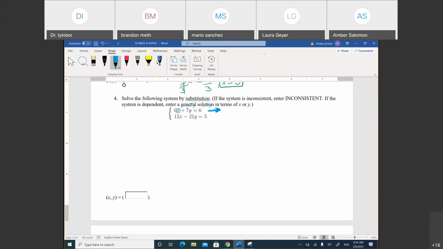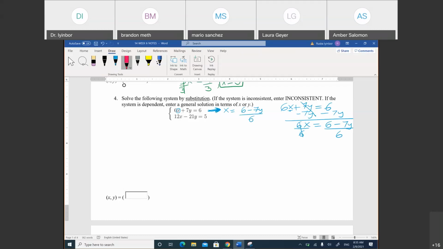So I'm going to move 7y over. Let me write it better so I can see. I have 6x plus 7y equals 6. And I'm going to get x by itself, so I'm going to subtract 7y from both sides. And this cancels. So it's going to be 6x equals 6 minus 7y. And then I'm going to divide everything by 6. So my x in the first equation is (6 minus 7y) over 6. This is the x. Okay?